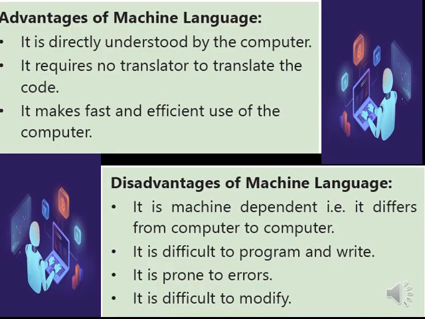Advantages of machine language: it is directly understood by the computer. As the computer directly understands it, there is no requirement of a translator here, and it also makes the use of the computer fast and efficient. Now there are some disadvantages also. It is machine dependent, that is, it differs from computer to computer. Next, it is difficult to program and write. Because it is difficult, there are more chances of errors, and it is also difficult to modify.